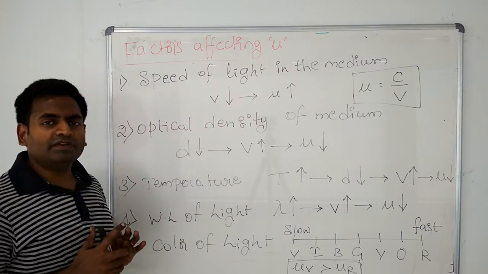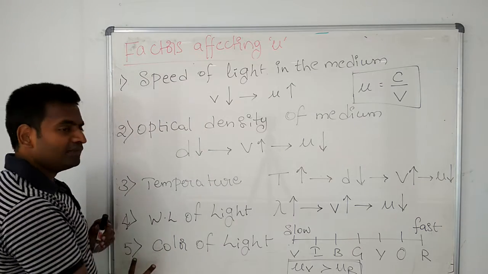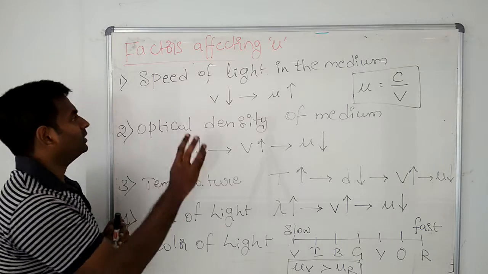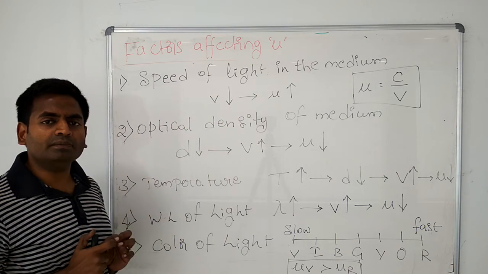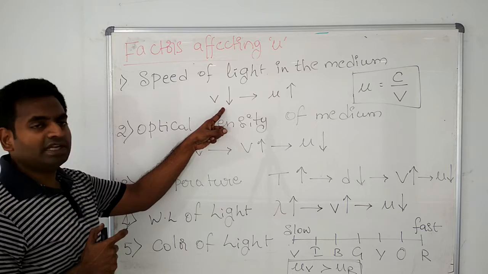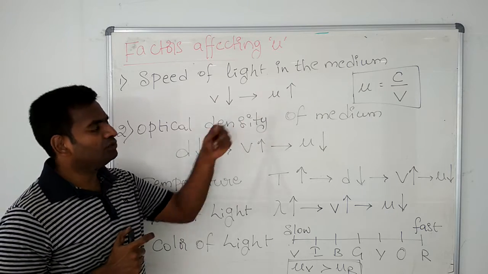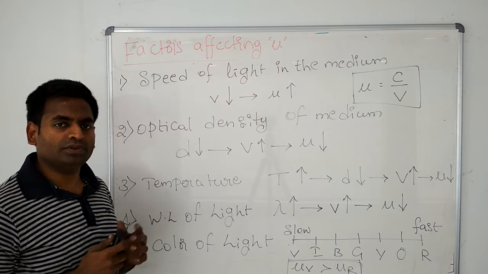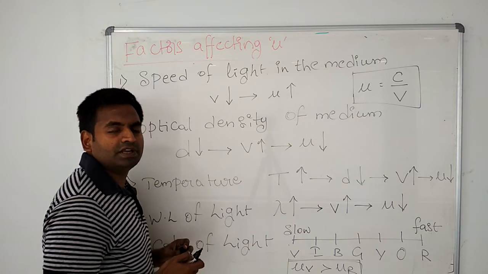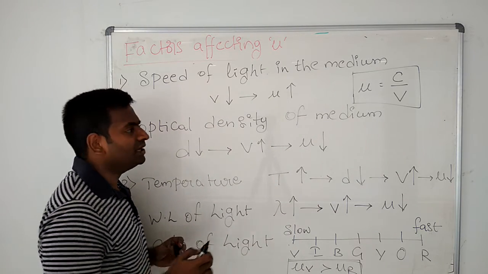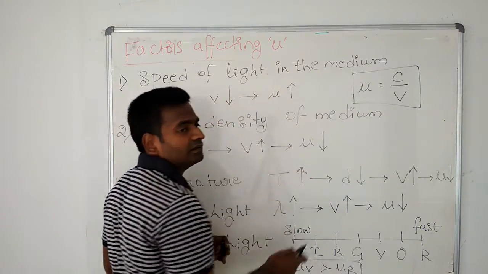What are the factors that will affect mu? There are 5 factors that I am going to tell, and just remember them. First one is the speed of light in a given medium. If the speed of light is less, then the mu will be more. How is it? Go to the definition of mu. The refractive index of a medium is equal to C by V.